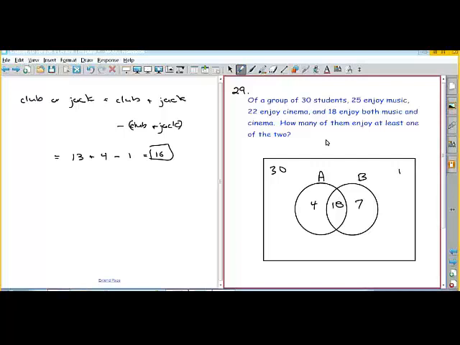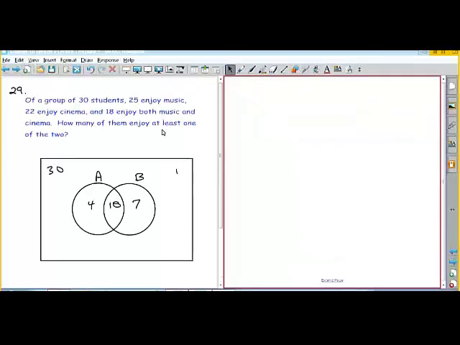So then how many of them enjoy at least one of the two? At least one of the two is an or statement. It means they like music, or they like cinema. It's basically an or question. So instead of asking how many of them enjoy at least one of the two, you could also ask the question, how many of them like music or cinema?